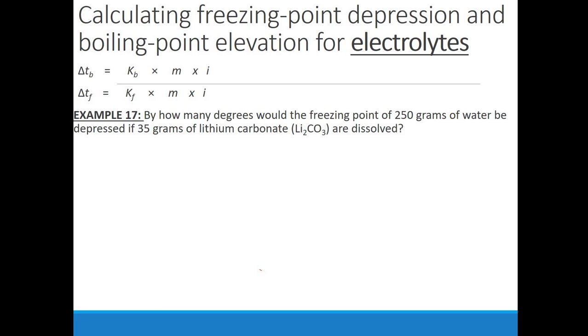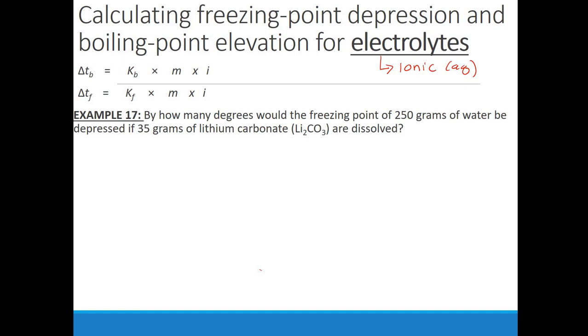All right, so now we're going to go over calculating the freezing point depression and boiling point elevation for electrolytes. The previous video went over non-electrolytes, which, as a reminder, are your covalent compounds. Electrolytes are going to be your ionic compounds, and they're going to be aqueous in state of matter. So they're going to be your ionic aqueous solutions or solutes.